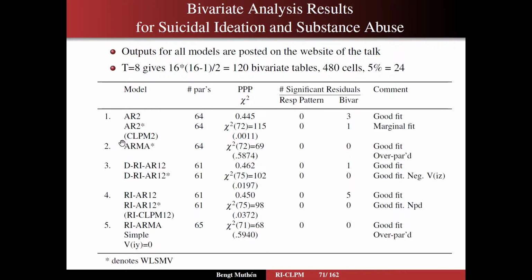And then we have the ARMA model, and whenever we have an MA, moving average component, we use WSMV. So for the same number of parameters as the AR2, we get a very well-fitting model, but again, we have chi-square less than the number of degrees of freedom, so to me it seems like we're using more parameters than are necessary.